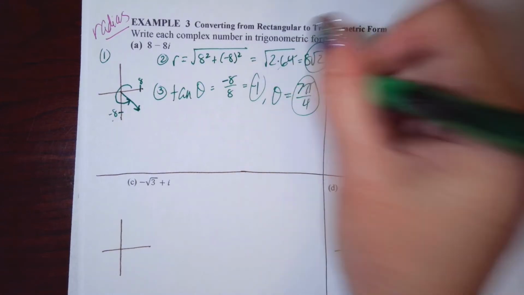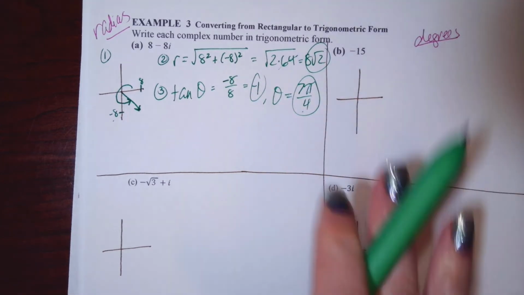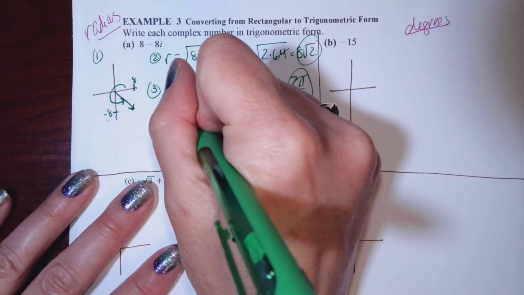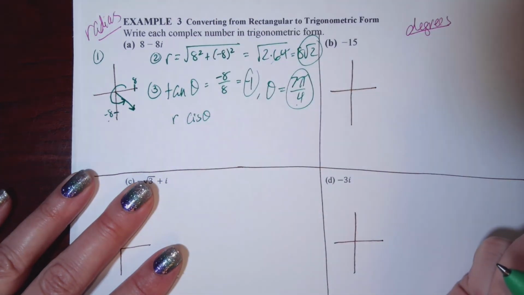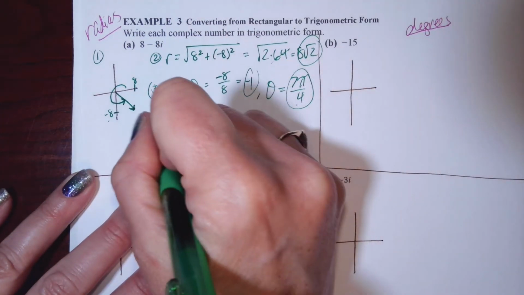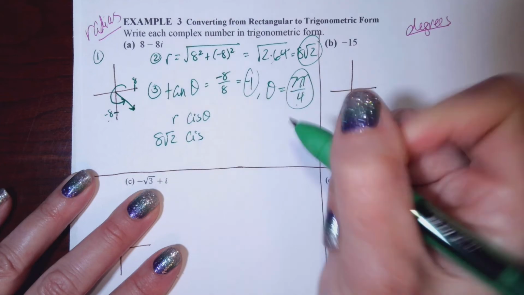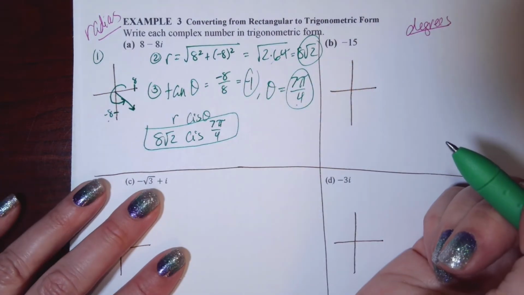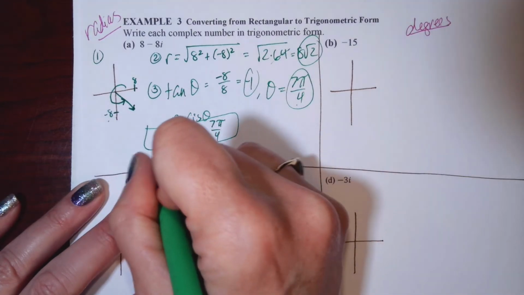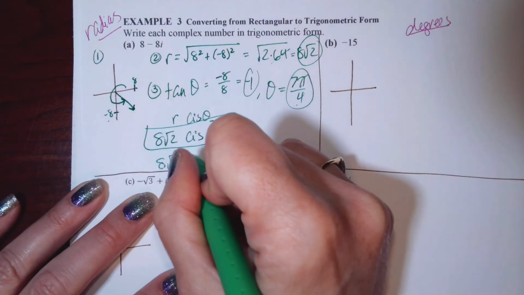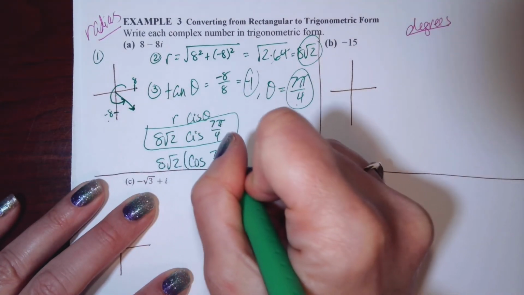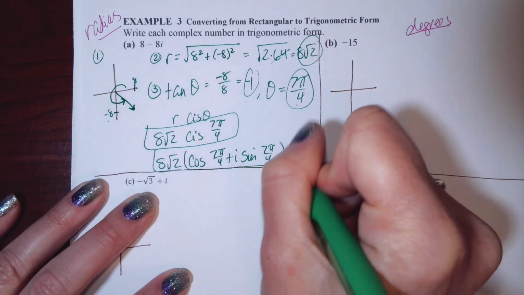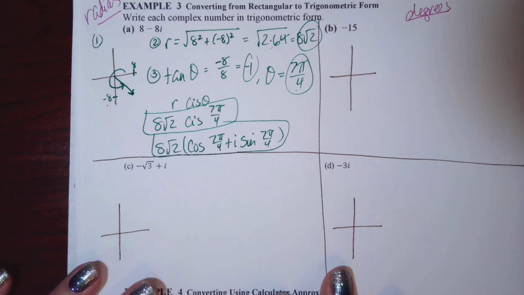So now that we know r and theta, we can plug into our trig or polar form, r cis theta. R is 8 square root 2. Cis theta is 7 pi fourths. That's the shorthand version, and that's great. If you like to write it out the long way, you're going to have cosine 7 pi fourths plus i sine 7 pi fourths. So we got the shorthand version and the longhand version for our polar form.